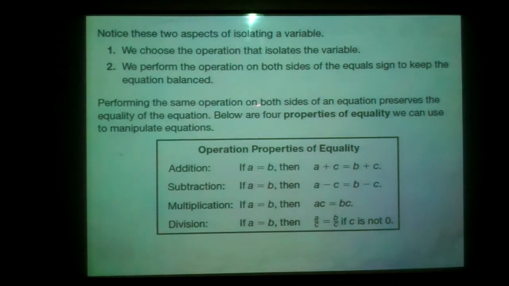It says performing the same operation on both sides of an equation preserves the equality of it. So we just saw that with the balance problem. If we took 5 away on one side and took 5 away on the other side, everything stayed balanced. So these are properties of equality that we can use.